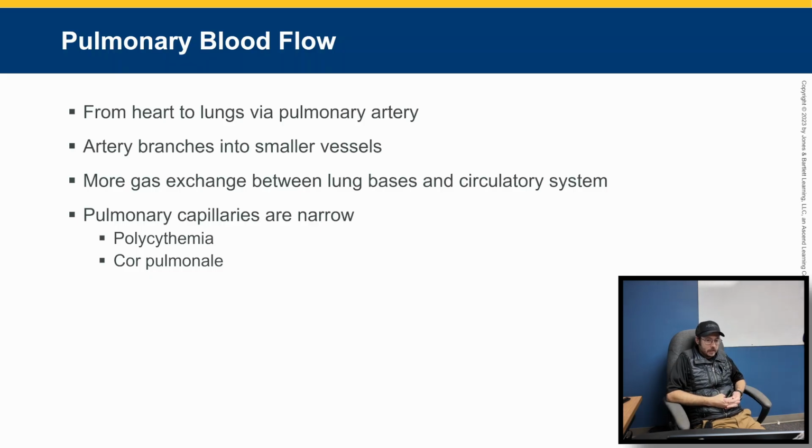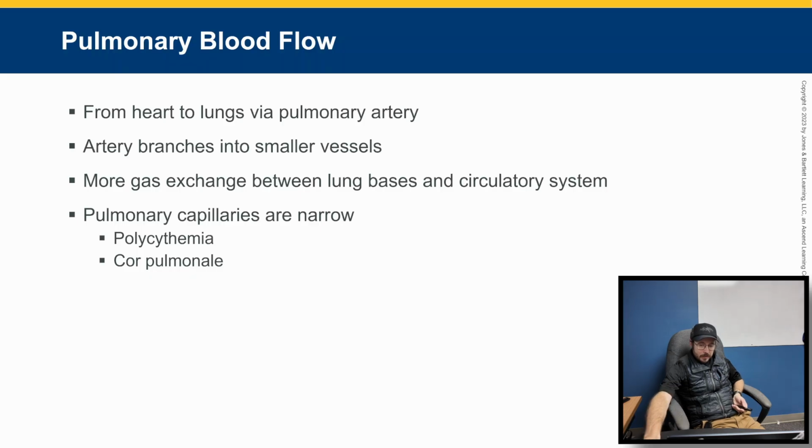Pulmonary blood flow. So does anybody have any question about how blood gets from the heart into the lungs? What chamber of the heart pumps blood into the lungs? Okay. And when it comes back from the lungs, what chamber of the heart does it enter into? Okay, all right. So those pulmonary capillaries are very tiny. They're the little tiny capillaries that are surrounding the alveoli. They're super small.